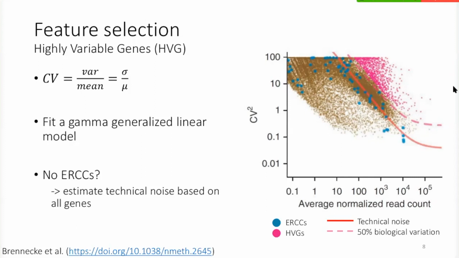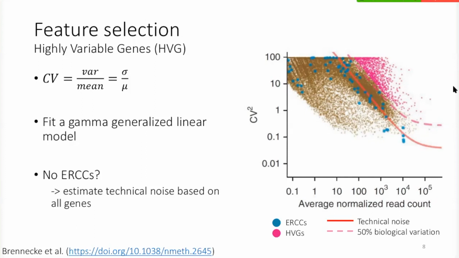And so all the brownish color is all the genes. The blue colors are the spike-ins. So then you can fit a function to the spike-ins, right? So this is only technical variation, right? And anything that's a bit further away, so the purple colors are the genes that show variation above the technical variation that you would expect in your data, right?